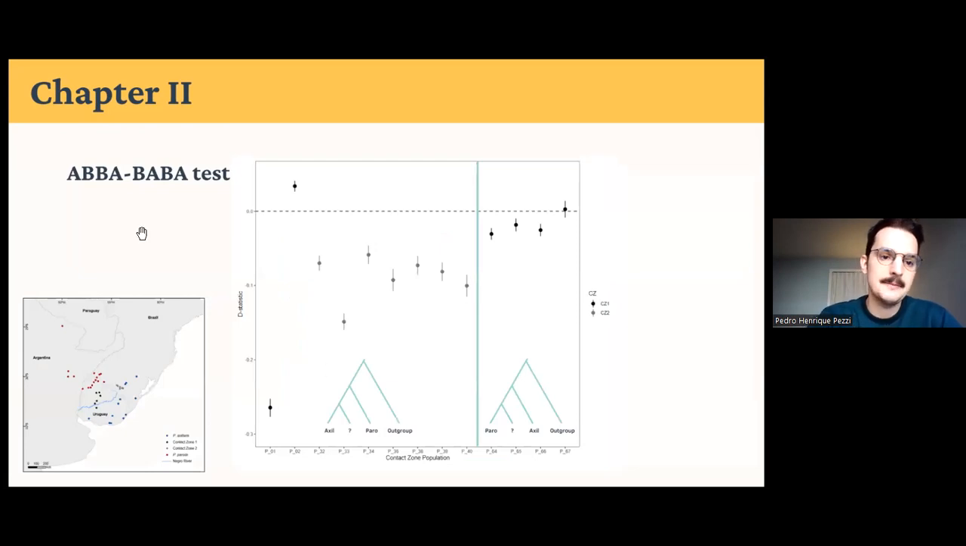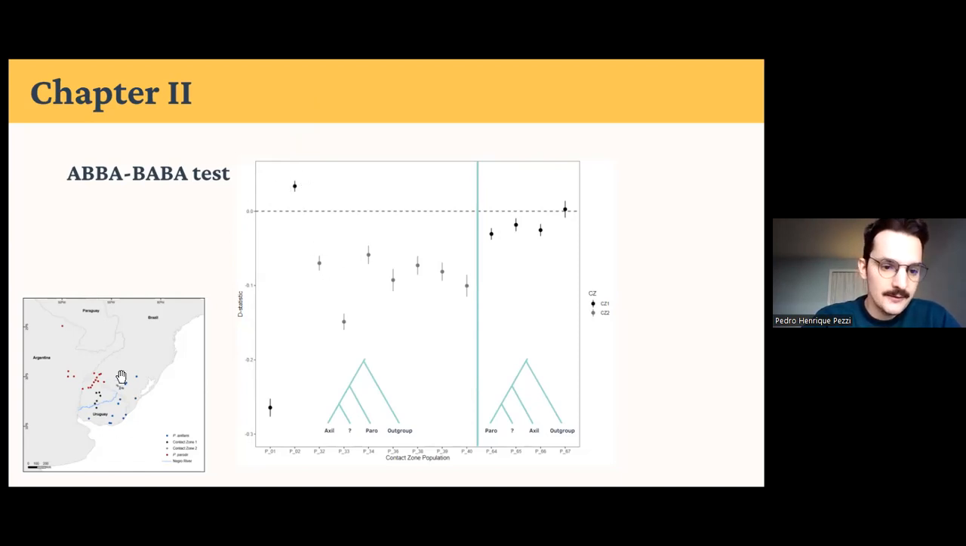We also did some ABBA-BABBA tests. And here we can see that this population, population one, the one right south of the Negro River, shows the highest hybridization levels. This population here is population two, the one right north of the Negro River. So it has a positive D value, which would suggest that the other populations have more hybridization signs than this one. I'll talk a little bit more about this on the next slide.